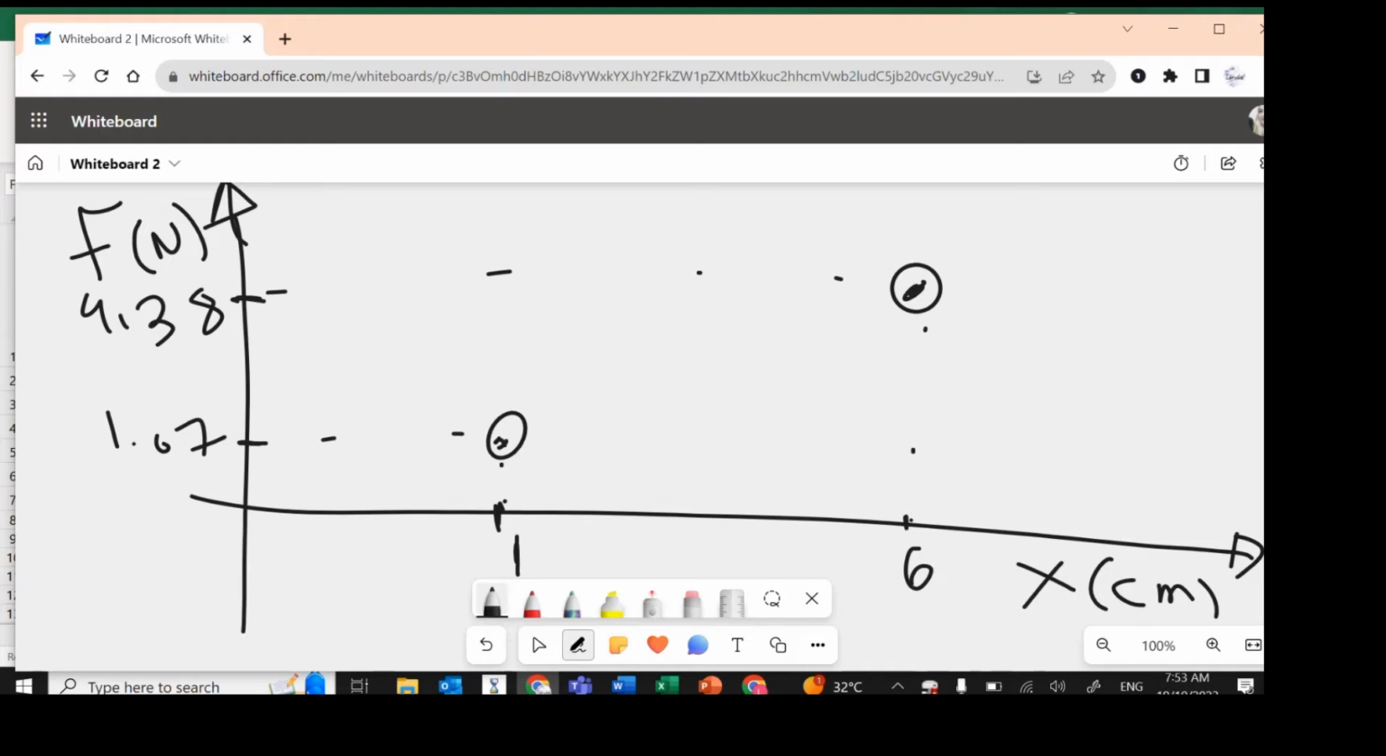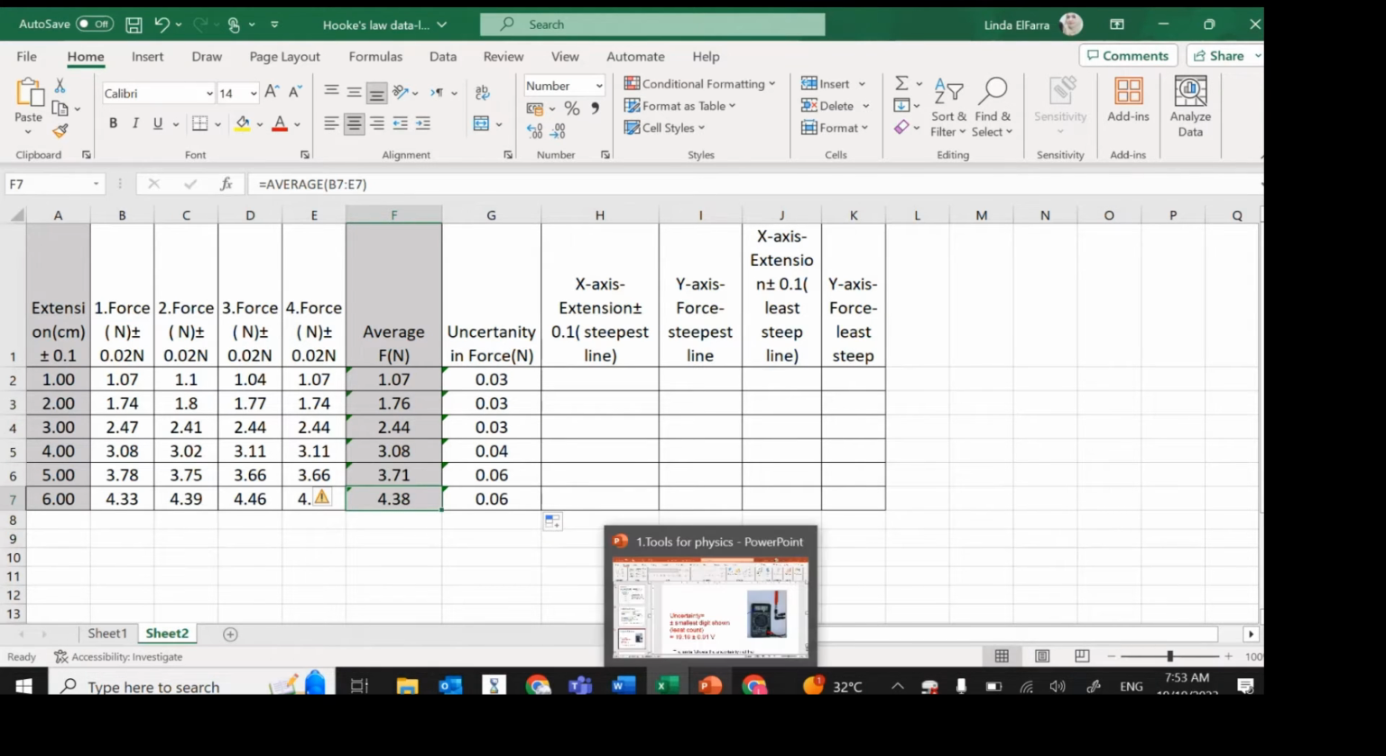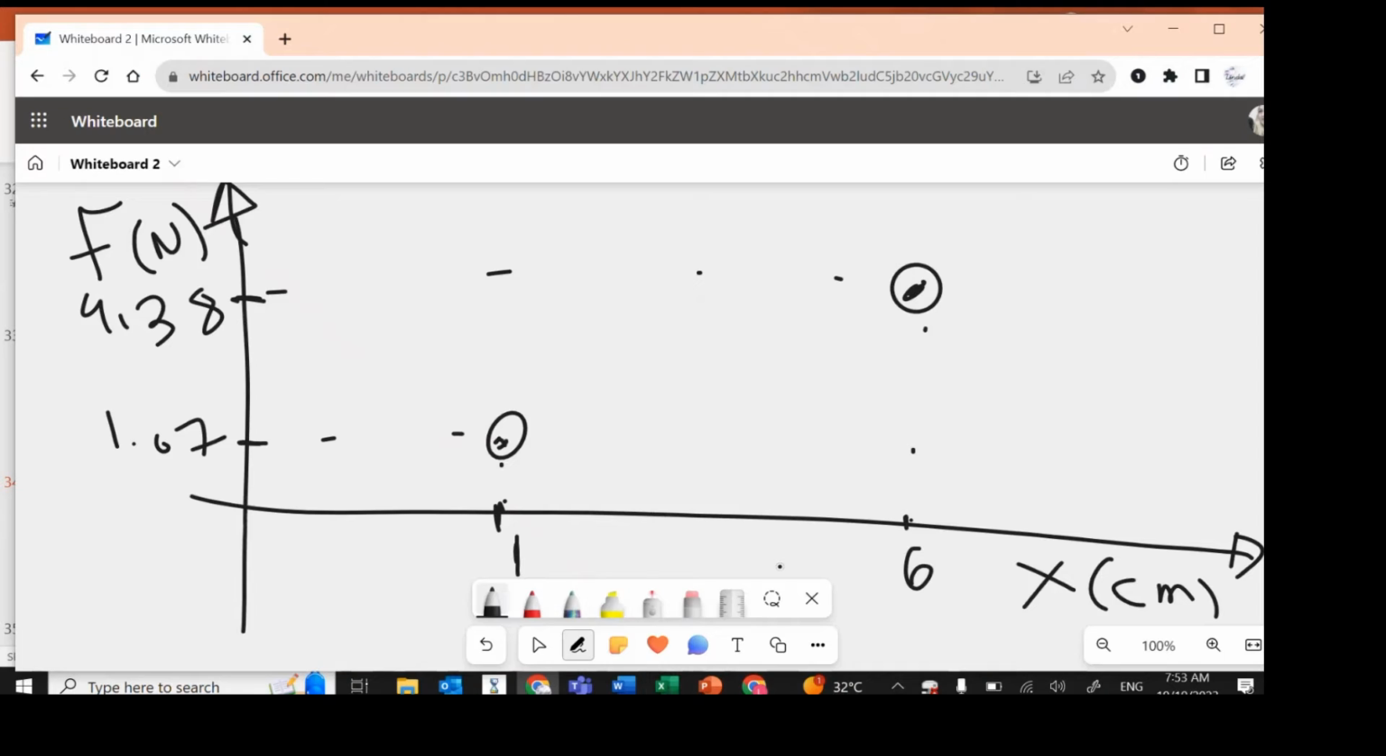These are our points. Now we need to draw error bars. In order to draw the error bars, we have fixed error bars on the x-axis, which is 0.1, the uncertainty of the ruler. So I need to add 0.1 from both sides. If I add 0.1, this point is going to be 1.1. And if I subtract 0.1, this point will be 0.9.